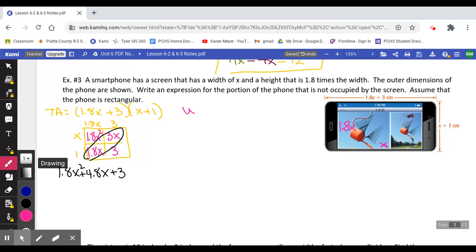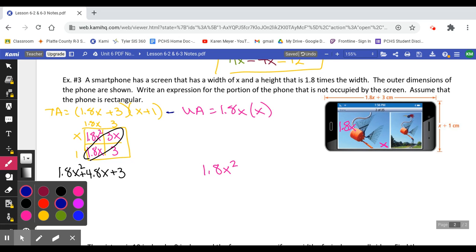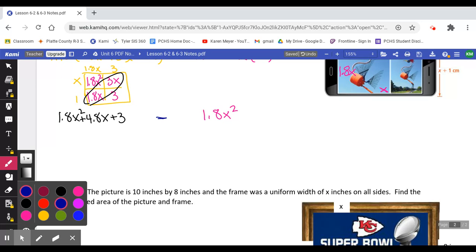what we're going to end up doing is taking 1.8x times x. Well, 1.8x times x is going to give me 1.8x squared. And then remember, we have to subtract these. The unshaded area is just one term, so I don't really have to put parentheses around that. So now I'm just going to combine like terms. And hopefully you're going to notice that 1.8x squared and negative 1.8x squared cancel each other out. So I'm just left with 4.8x plus 3.